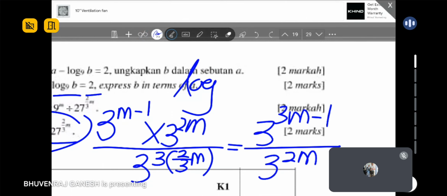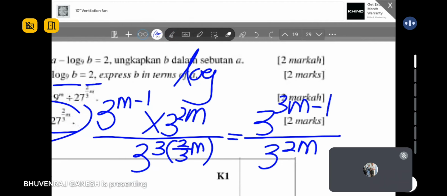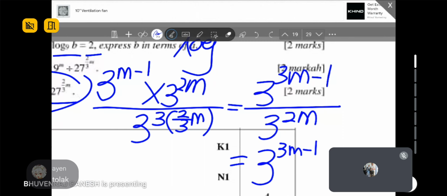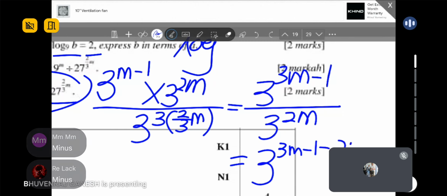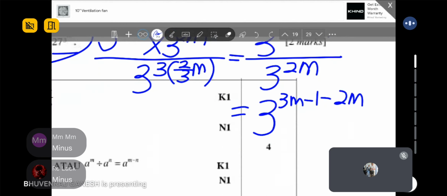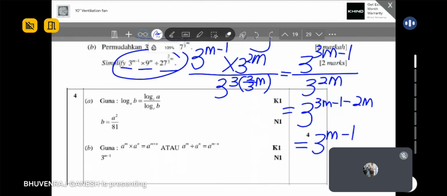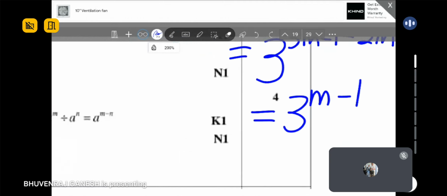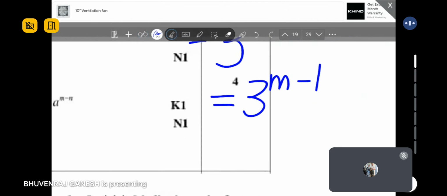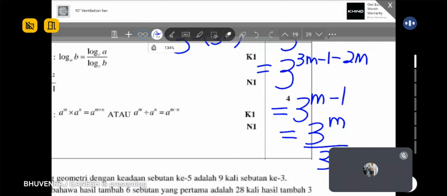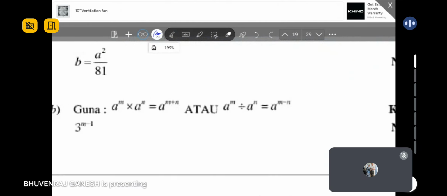Okay, guys, when divide, what happened in indices? What happened to your power? What must you do? Yes. Okay, just minus the power lah. Okay, so you will already get your answer. Okay, so answer is 3 power m minus 1. Settle. Okay, if you want to simplify some more also can. You can write as 3 power m over 3. Like this also can. Okay, so final answer, you will get this.